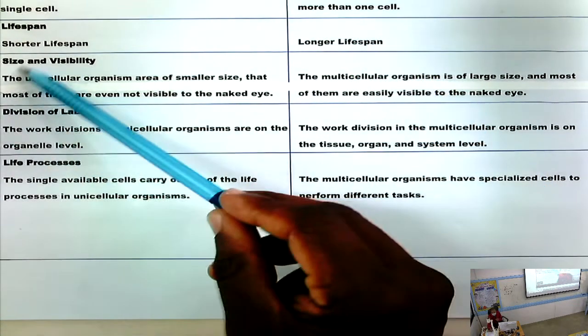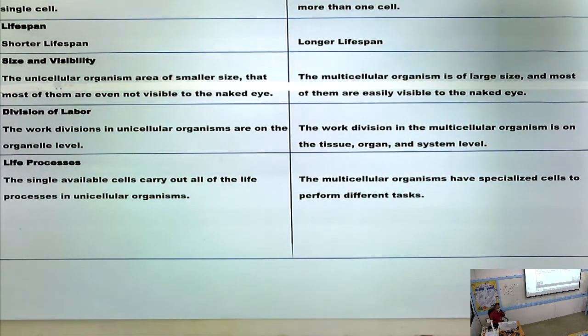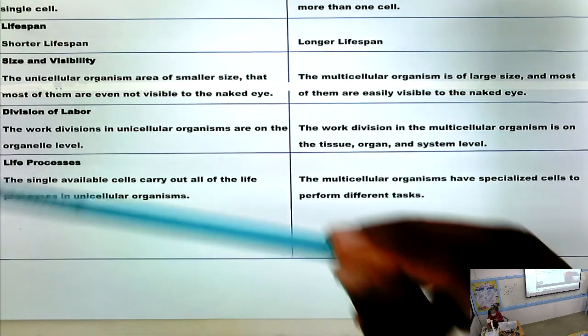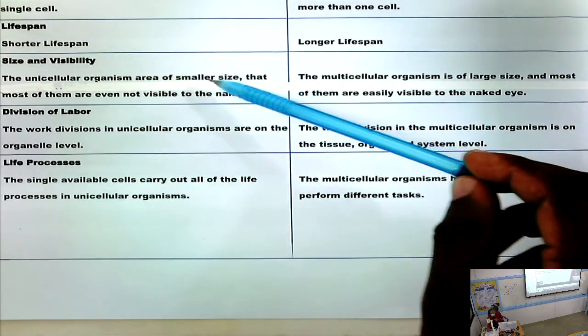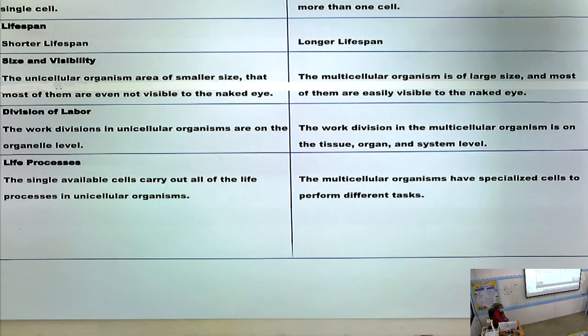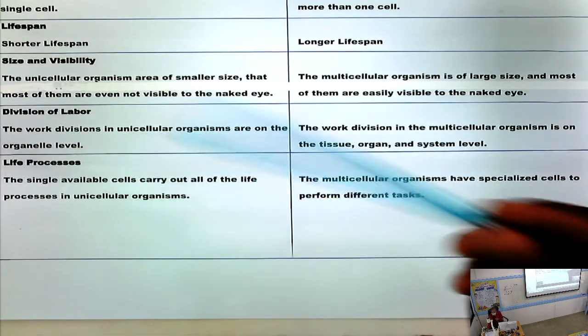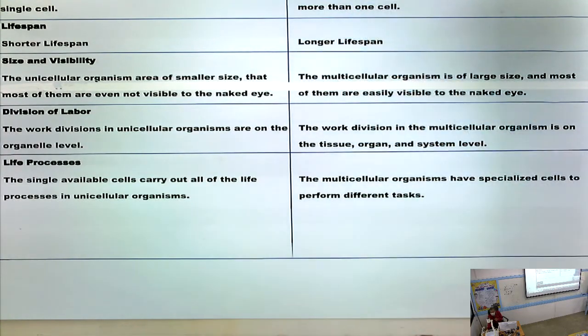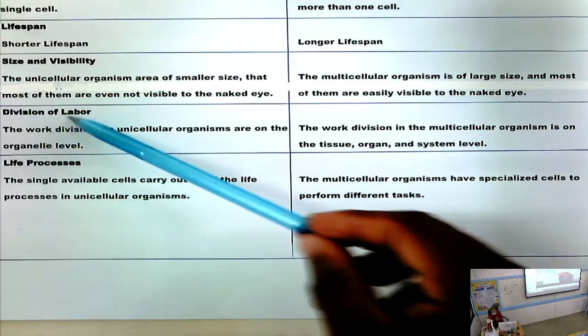Then we'll move on to the next one. We look at the size and visibility. When you're talking about size, how big something is, visibility is whether we can see it with our eyes or not. We see that unicellular or single cell organisms are of smaller size, and most of them are not even visible to the naked eye. That's why we said we'll need something like a magnifying glass, like a microscope, for us to be able to see unicellular organisms. We need something that magnifies them to make them big. Then for multicellular organisms, or more than one cell, these are usually visible to the naked eye. They are big.